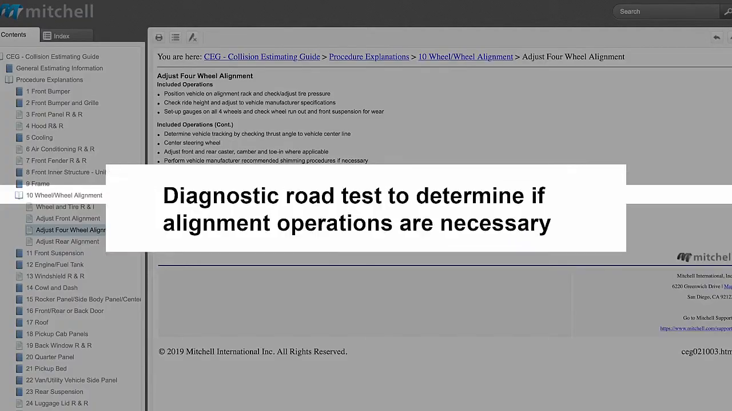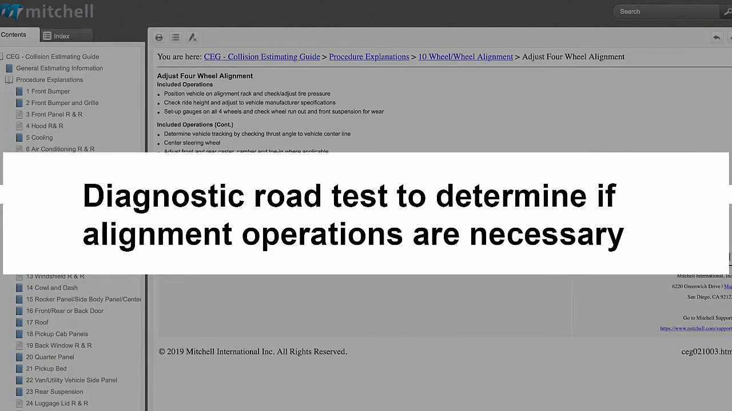The operation of a diagnostic road test to determine if alignment operations are necessary is also a not included operation in Mitchell. CCC treats the operation similarly.